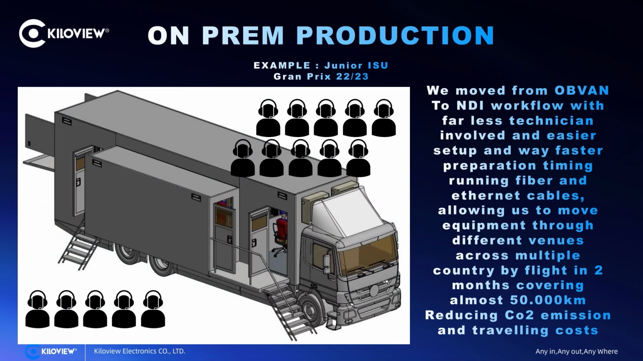Of course, doing this kind of setup, we move from an OB-van production, which is massive and of course needs a lot of technicians to work on it, to an NDI workflow with far fewer technicians involved and an easier setup with faster preparation time using fiber and Ethernet cables. Of course this allows us to move the equipment through the different venues across multiple countries by flight. In 2 months we almost cover 50,000 kilometers, reducing of course CO2 emissions and traveling costs.